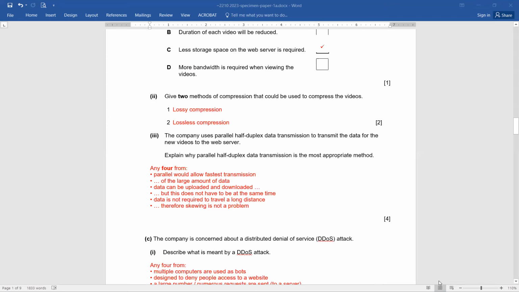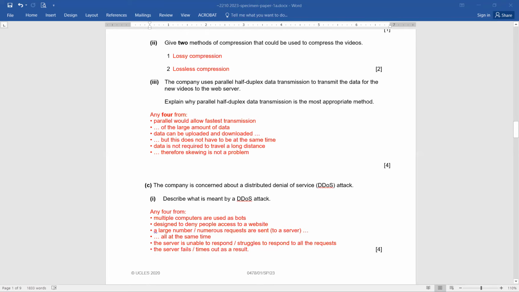Part C. The company is concerned about a distributed denial of service attack, DDoS. If you remember, describe what is meant by a DDoS attack.